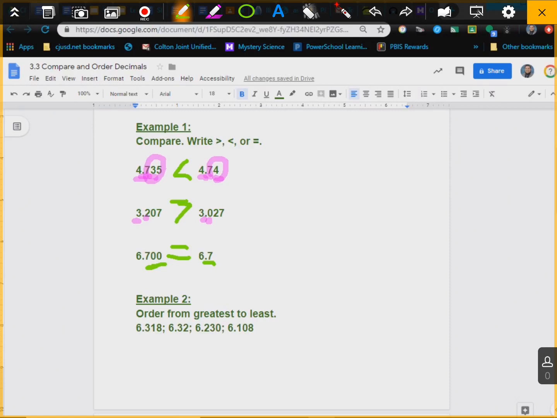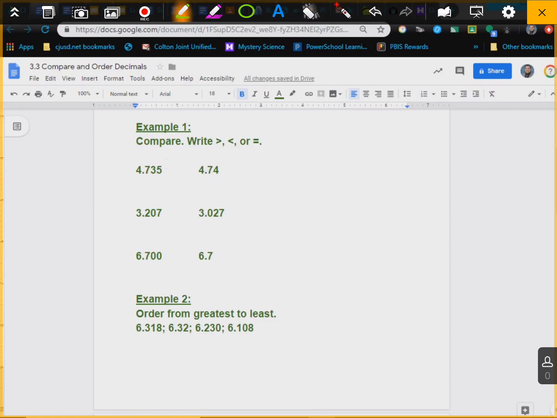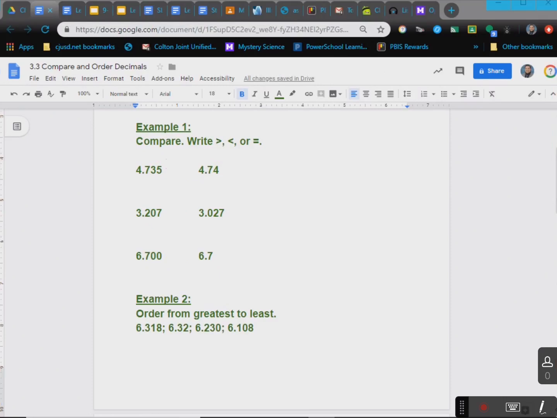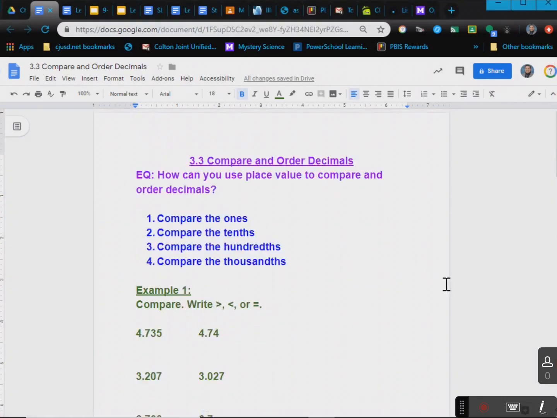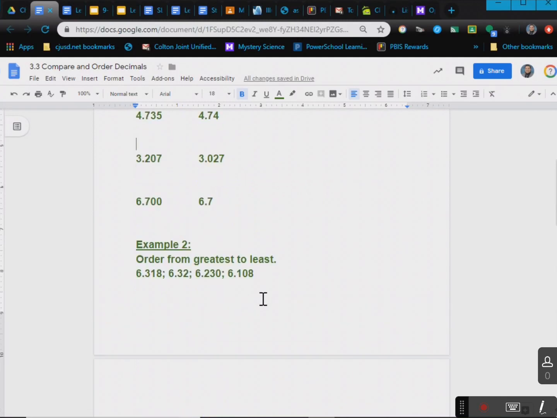All right. Hopefully you guys got that. If you have any questions, let me know. Okay, let's go ahead and do example number 2. We have 4 examples total. And there's the steps if you need to write that down. You can pause and write that down. Hopefully you already did that.